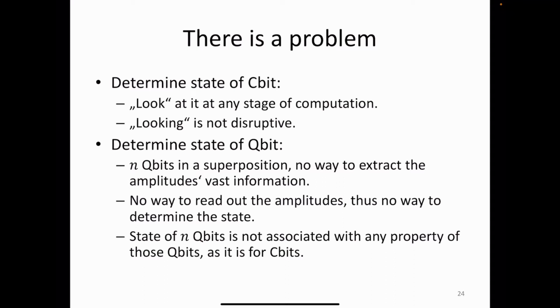If we want to determine the state of a qubit, then let's say we have n qubits in a superposition, there is no way to extract the information encoded in these amplitudes, the amplitudes associated with each possible state. Anytime I do that, I make a readout, so I measure the system, it will collapse. So we talk about decoherence here. And that means it will collapse into one of its eigenstates.